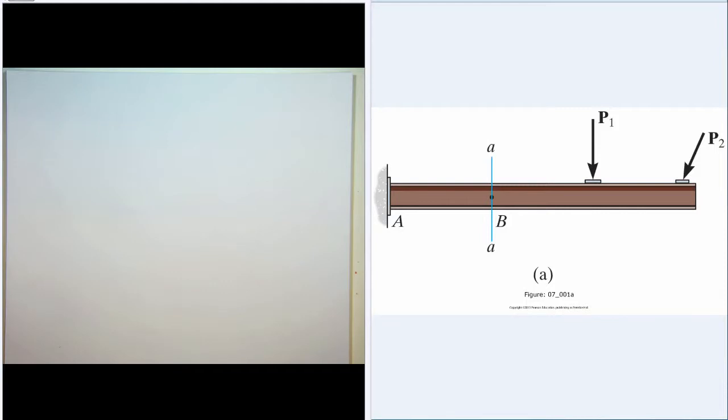There are three internal reactions that we look for. We have a normal force, which is tension or compression. That acts, you see the line AA, the blue line. The normal force acts perpendicular, or normal, to that line. There's also the shear force, which acts parallel to line AA, or your section line. And then there's a bending moment.